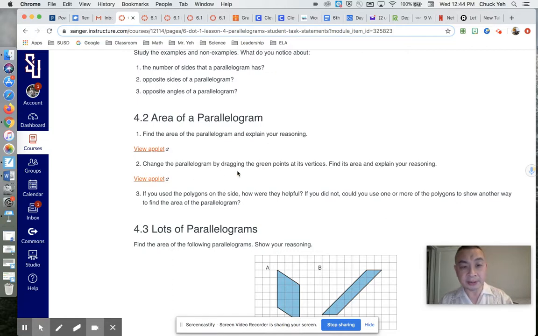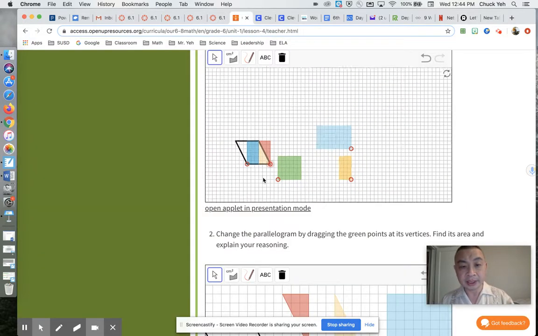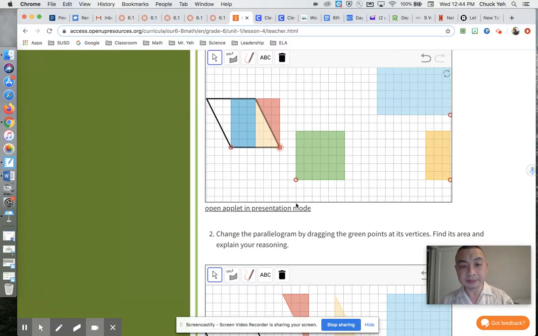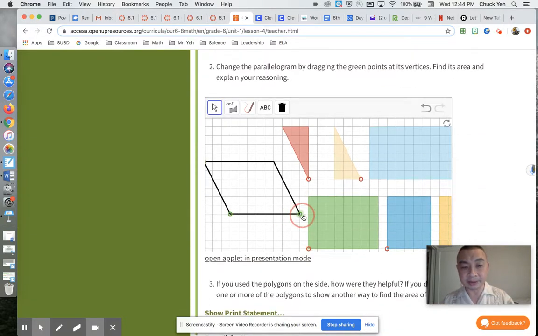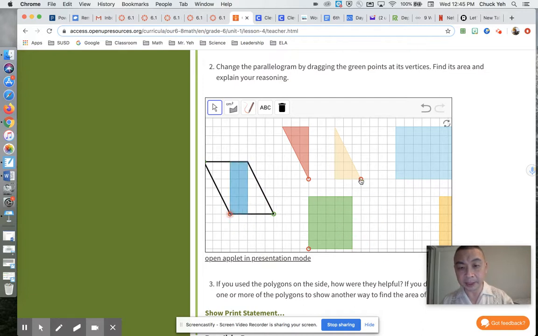Number 2, change the parallelogram by dragging the green points at its vertices. Vertices is the corners. So I can make this any size I want. So play around with it. It's all different answers. It all depends how big your parallelogram is. If it's this small, then I can put it like this right here, and then I can put this here, and I can put this here. I can decompose it and make it like this. So now find out how many square units is the parallelogram that I made. See if you can figure it out.